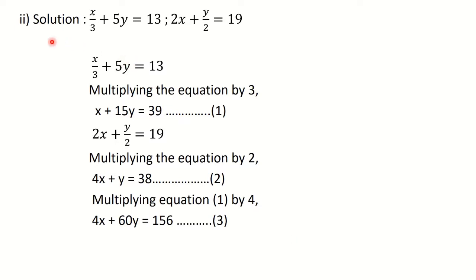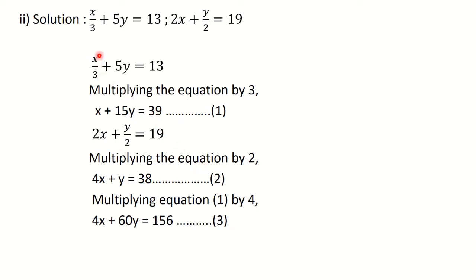So see here now the next question. x upon 3 plus 5y is equal to 13 and 2x plus y upon 2 is equal to 19. Again you can see that here fractions are there. So let us simplify them now by using the same method as we have done in the previous one.